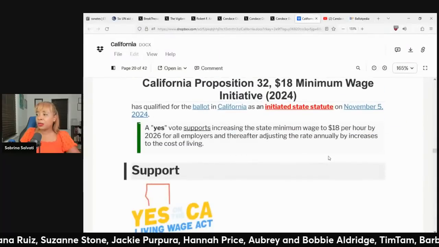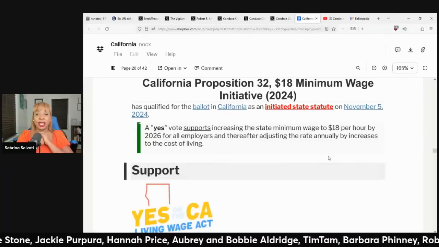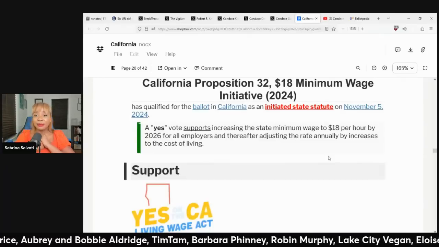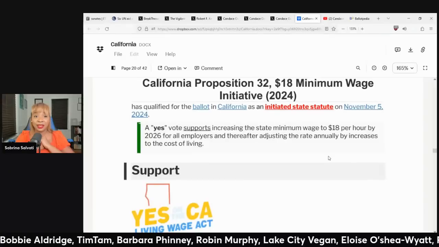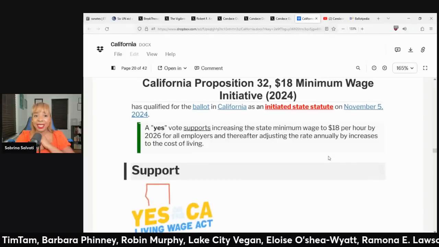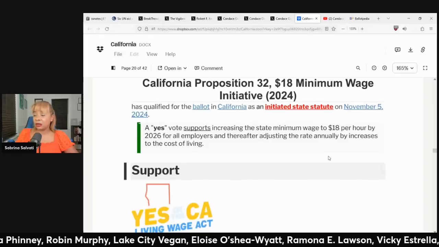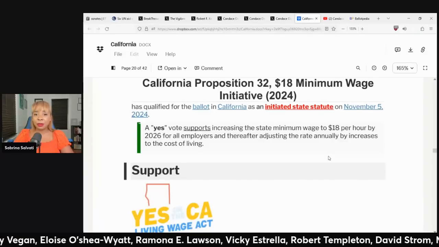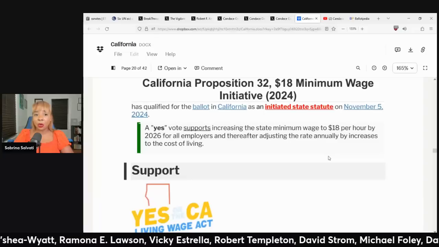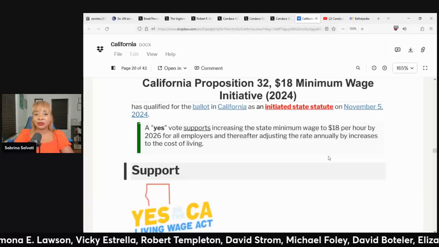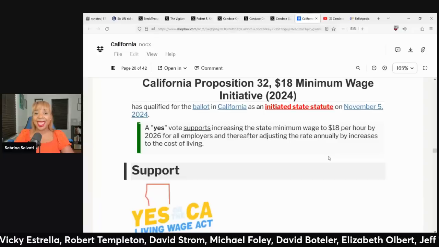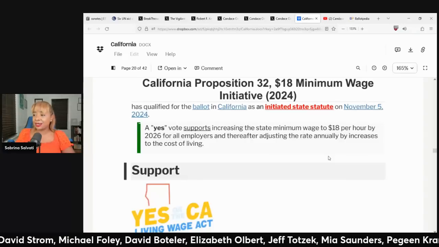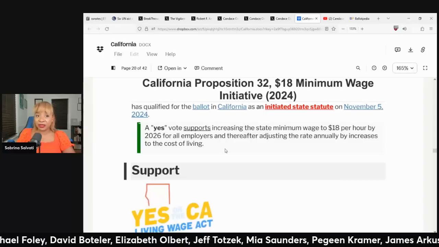Here's the big one. We'll stop with this one and we'll continue California tomorrow night because California has a lot. Okay. California Proposition 32, $18 minimum wage initiative. This is a big one. A yes vote supports increasing the state minimum wage to $18 per hour by 2026 for all employers, and thereafter adjusting the rate annually by increases to the cost of living.